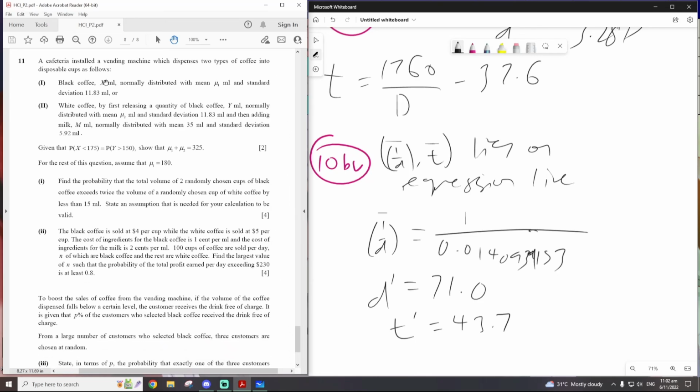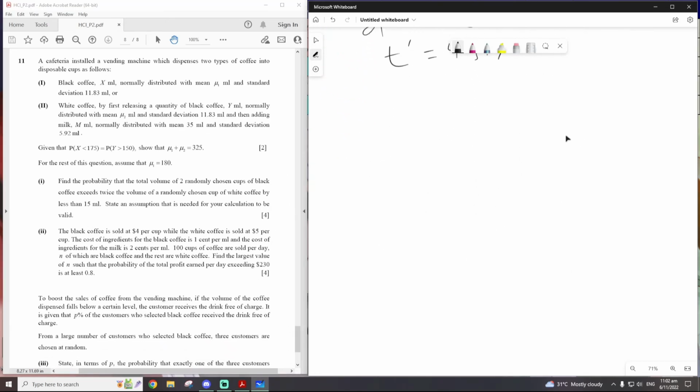Finally, we come to the normal distribution. This one is slightly interesting. Question 11, the first part: show that mu1 plus mu2 is 325. So read the question very carefully.